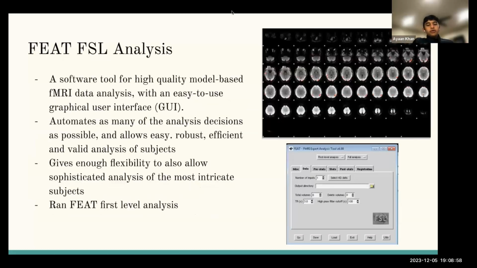So FSL is a software tool which we use for high-quality model-based fMRI data analysis. It has an easy-to-use graphical user interface, which makes it helpful for efficient processing of large amounts of data. FEAT, which is the analysis portion of FSL, automates as many of the analysis decisions as possible and allows for easy, robust, efficient, and valid analysis of all our subjects. FEAT gives us enough flexibility to also allow for sophisticated analysis of the most intricate subjects that give us difficulty. So we ran FEAT first level analysis on almost all of our subjects.